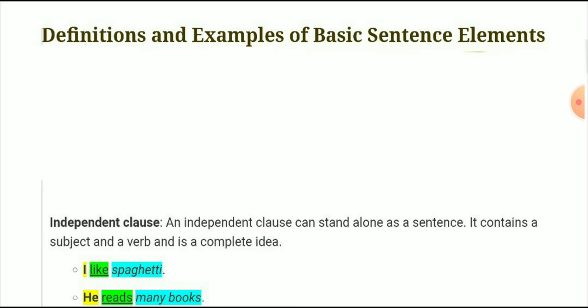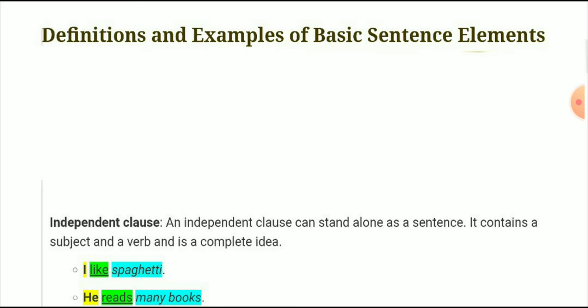Today I am going to discuss definitions and examples of basic sentence elements. Firstly, I will give you the concept of independent clause and dependent clause. What is an independent clause? An independent clause can stand alone as a sentence. It contains a subject and a verb and is a complete idea.